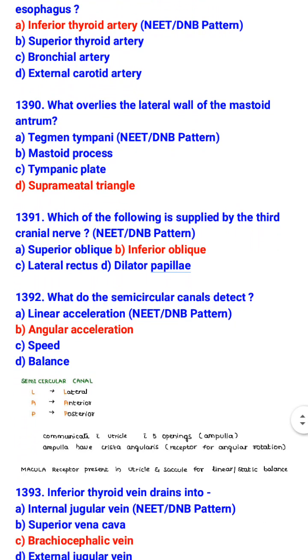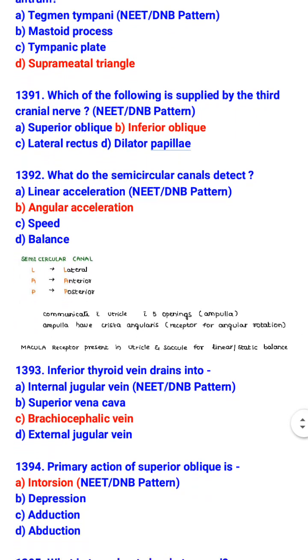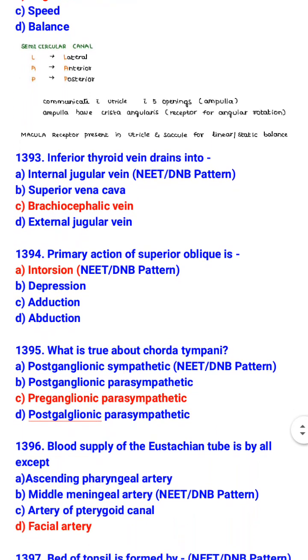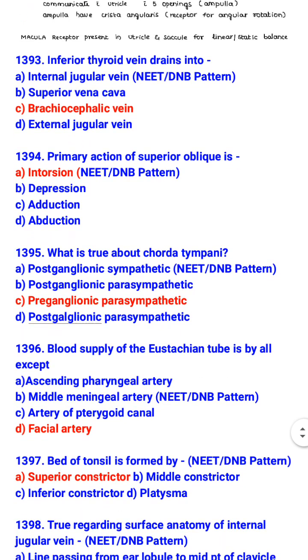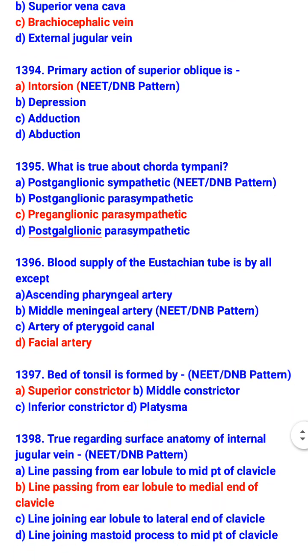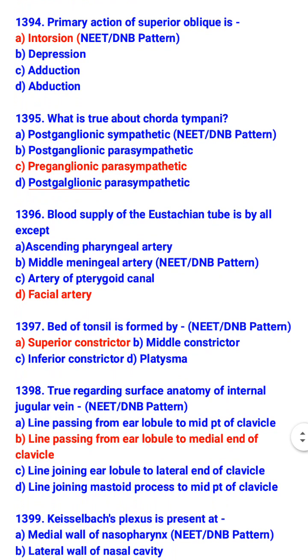Inferior oblique. What do the semicircular canals detect? Angular acceleration. Inferior thyroid vein drains into brachiocephalic vein. Primary action of superior oblique is intorsion. What is true about chorda tympani? Preganglionic parasympathetic. Blood supply of the eustachian tube is by all except facial artery. So the blood supply of eustachian tube is by ascending pharyngeal artery, middle meningeal artery and artery of pterygoid canal.